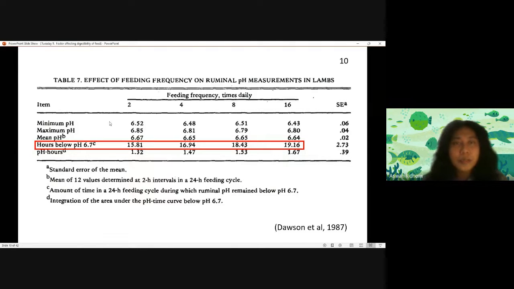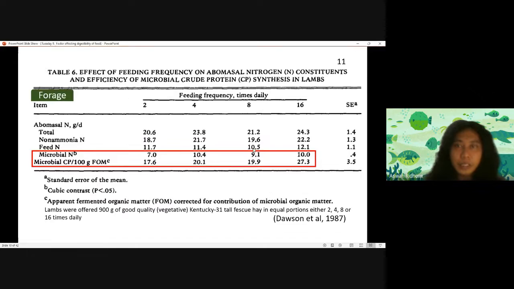This is another experiment that is also related to feeding frequency and digestibility, but here it is more focused on the pH. As we can see here, by providing more frequent feeding, from 2 until 16 times, we get the result that the hours below pH 6.7, which means the hours the rumen pH scores less than 6.7, are longer the more frequent the feeding. So this may be a little bit of a negative effect of providing more frequent feedings, because the pH is less than 6.7 for longer.